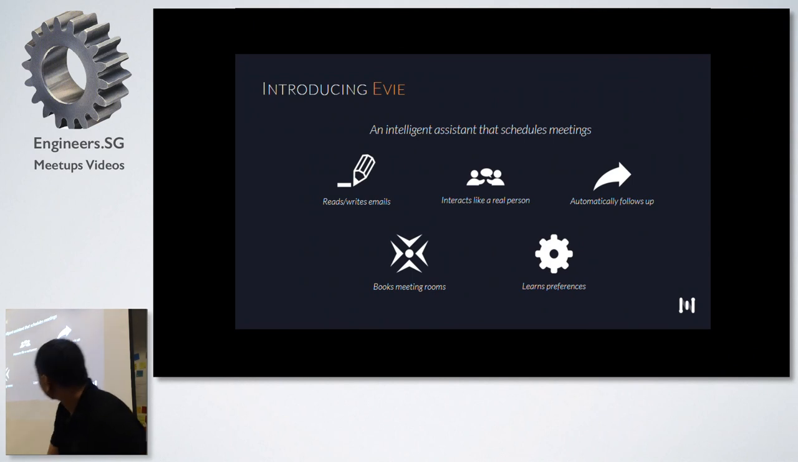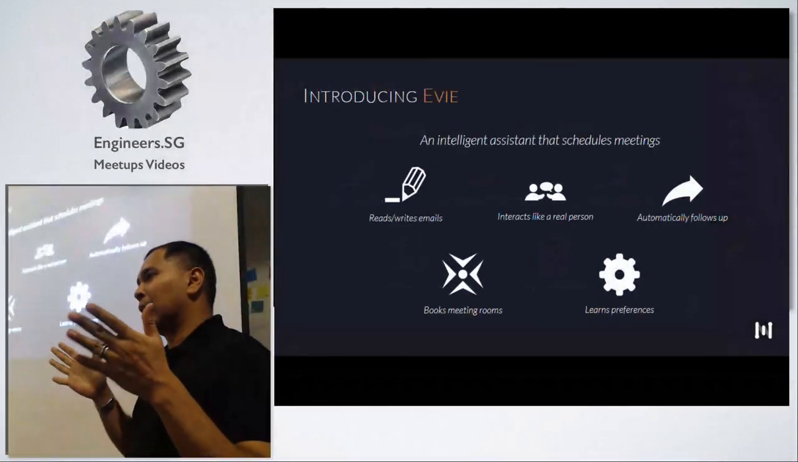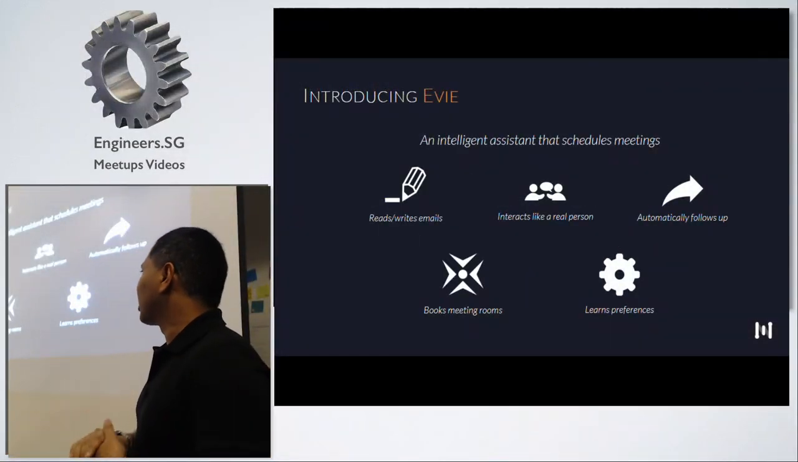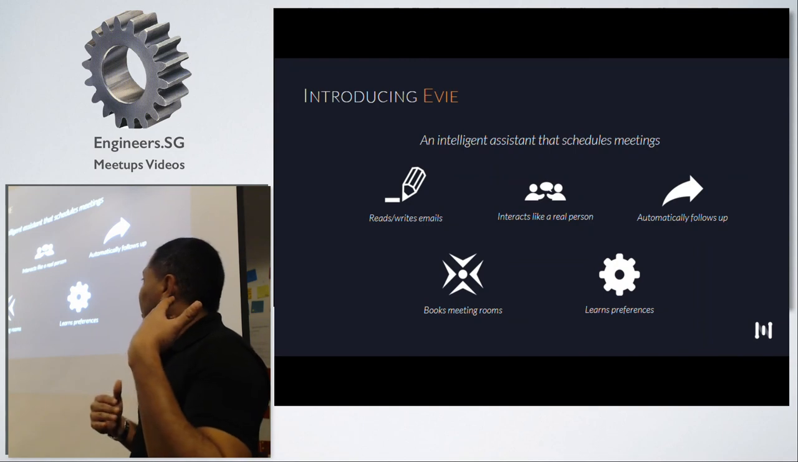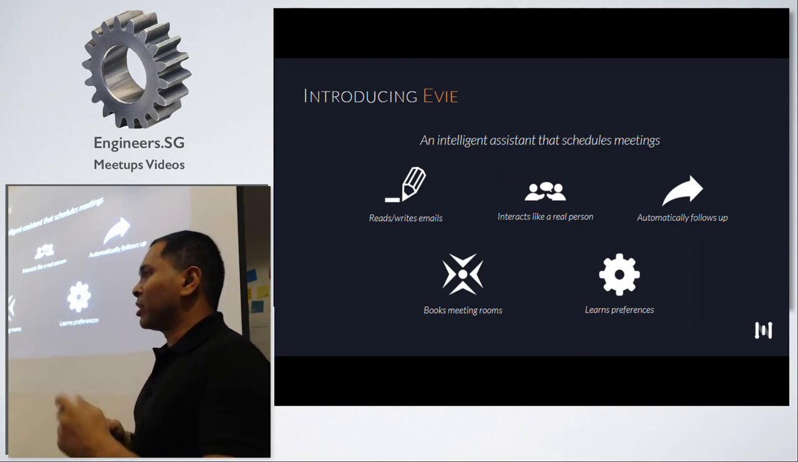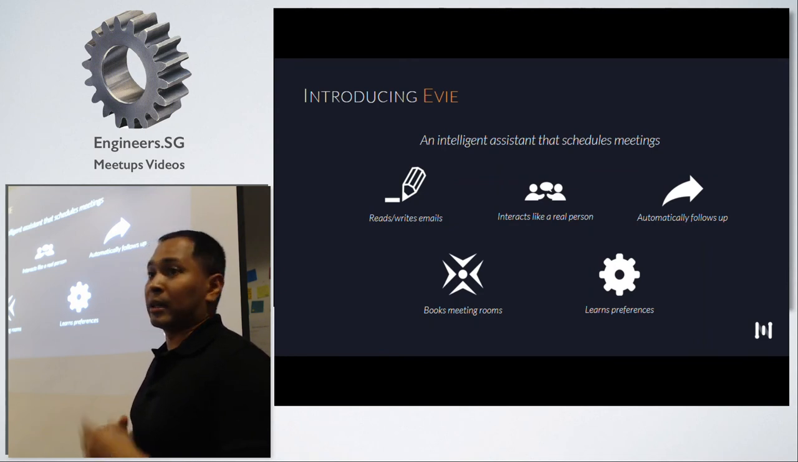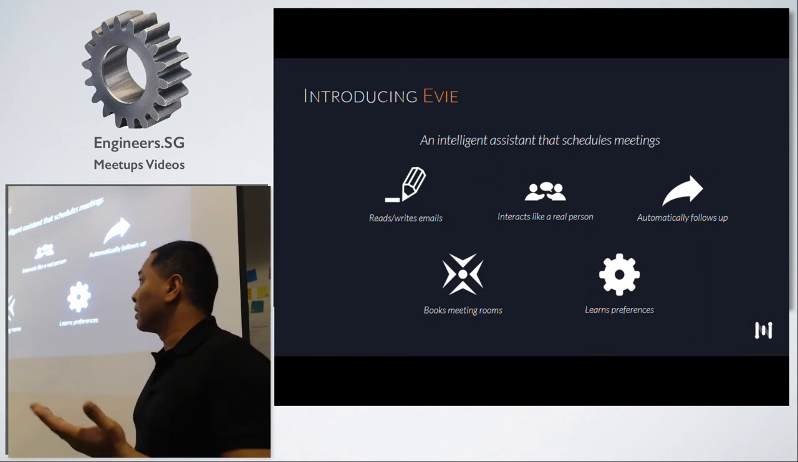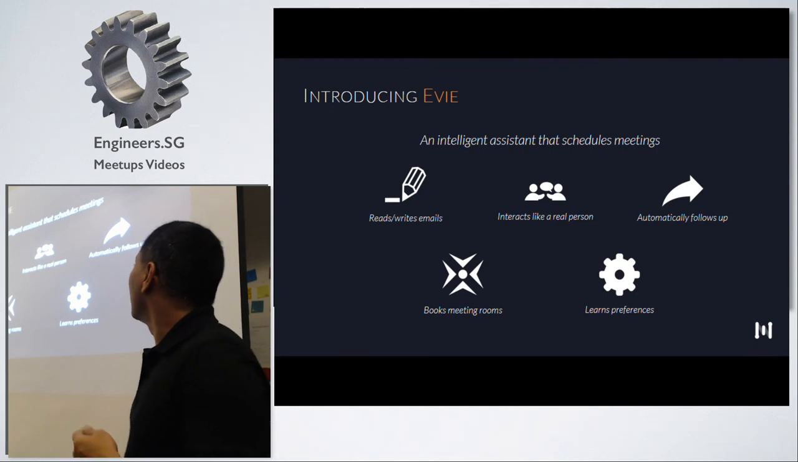Right, so just a quick recap. As you saw, Evie's really this AI assistant. It reads and writes emails, right? So you notice there wasn't anything special that the users need to do. They email the person they're talking to, or they want to meet. And then you just copy Evie into the email like they would a real assistant, right? So if you had a real assistant, that's exactly how they would interact, right?